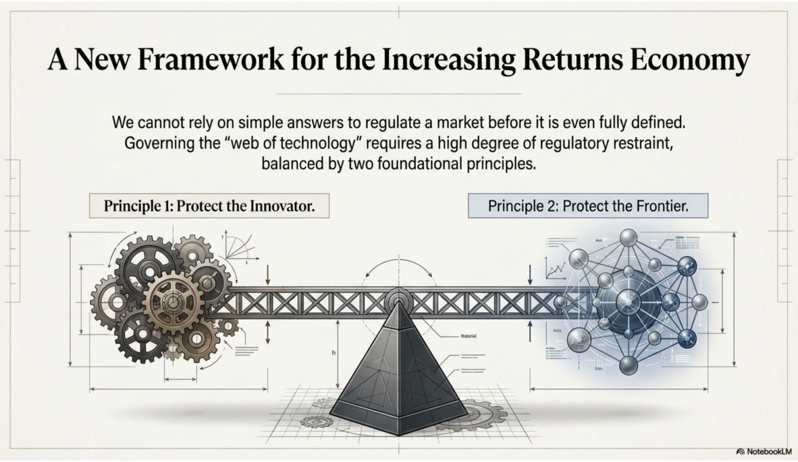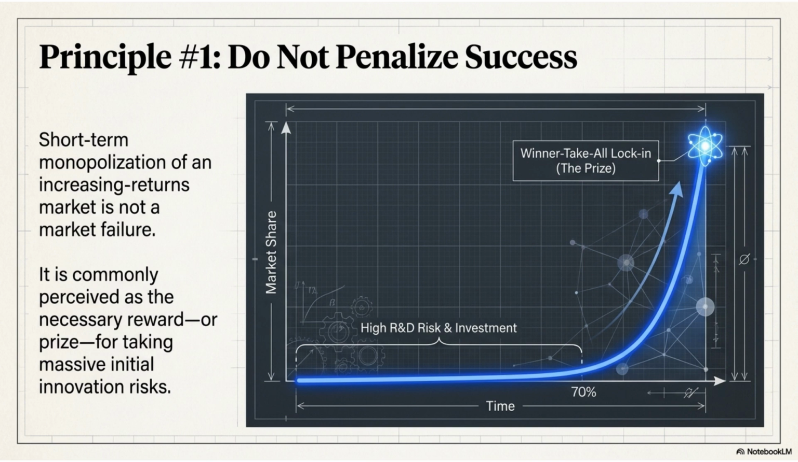Let's get into Principle 1. And this one really challenges a lot of the standard regulatory instincts. Principle 1. Do not penalize success. Right. The philosophy here is that short-term monopolization in an increasing returns market is not actually a crime. It's the reward. It's the prize for innovation and massive risk-taking. If a company risks hundreds of millions in R&D and builds a standard the whole world adopts, you shouldn't punish them for winning.